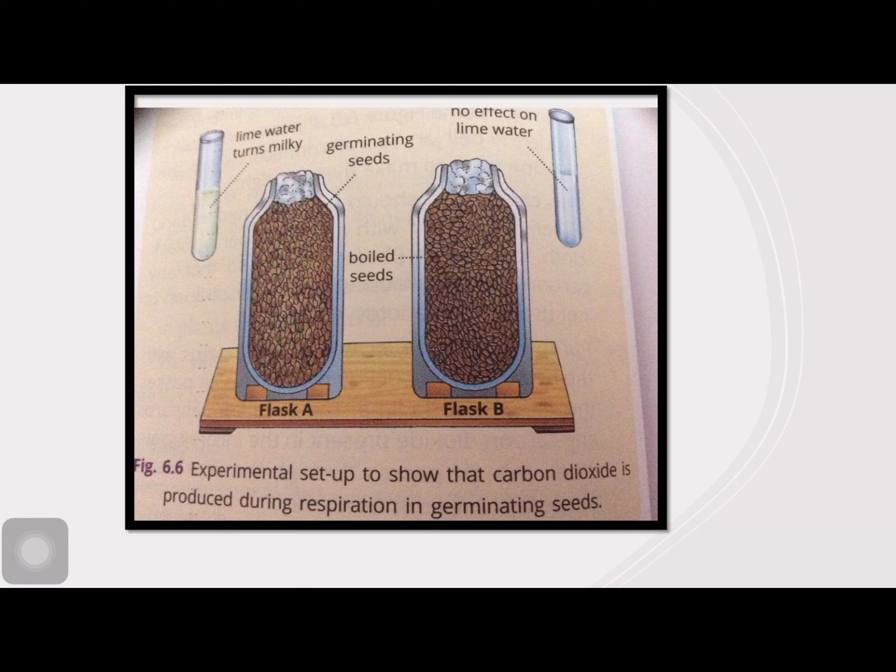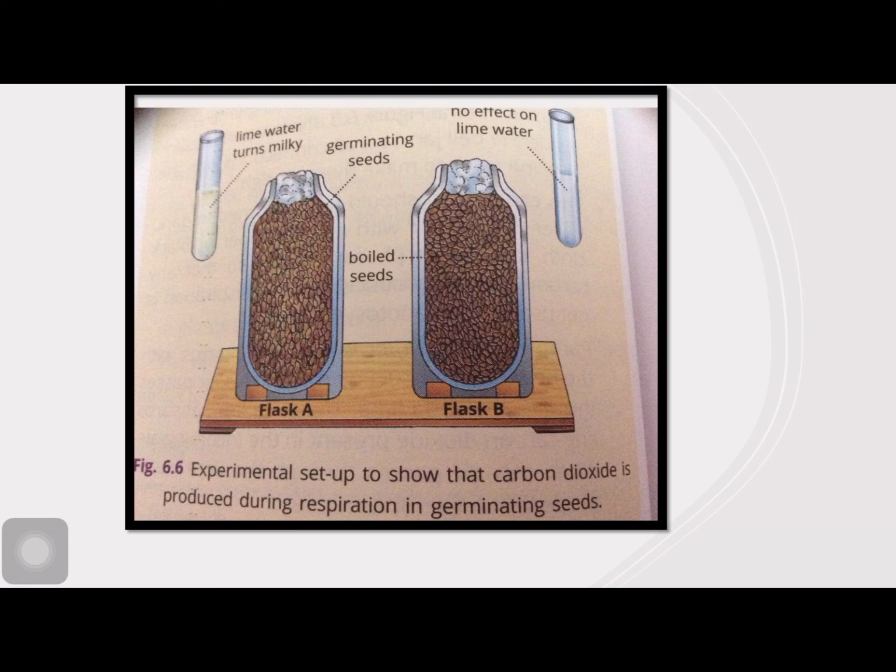Now what we have done, we have placed soaked bean seeds on wet cotton wool in flask A, and in flask B we have put boiled bean seeds on wet cotton wool. Now we have put a few drops of carbolic acid in flask B to prevent any bacterial growth on the dead seeds. So carbolic acid is preventing the bacterial growth on dead seeds.